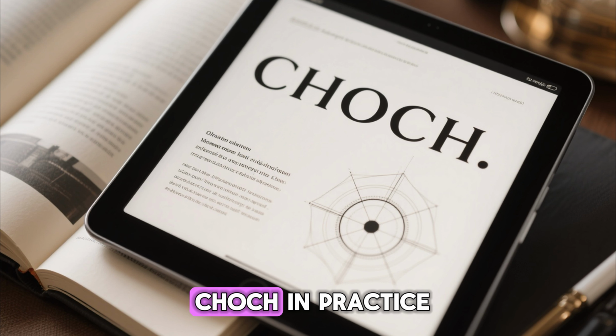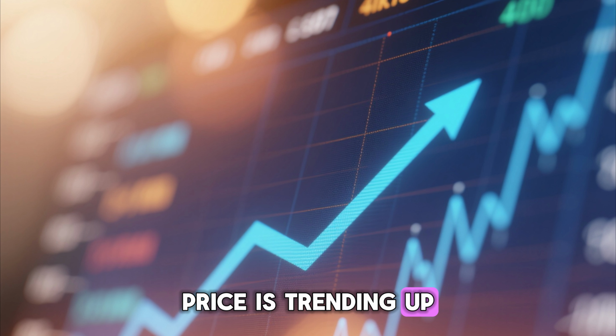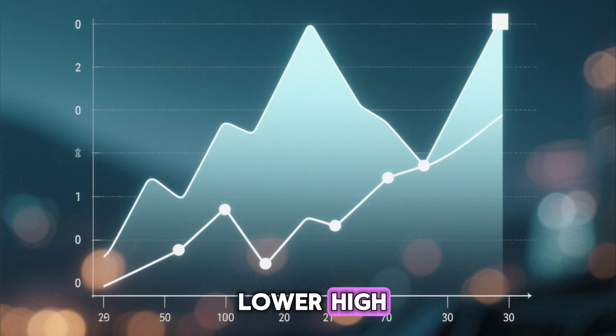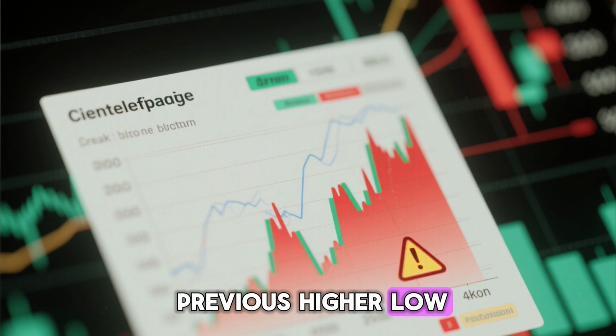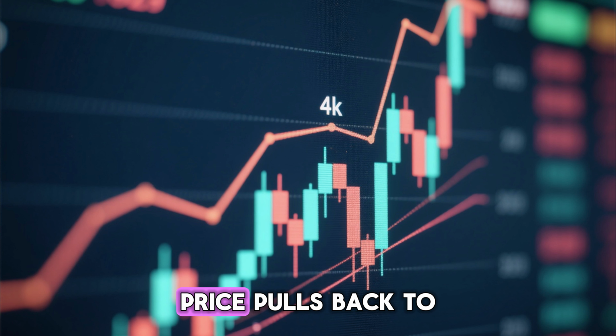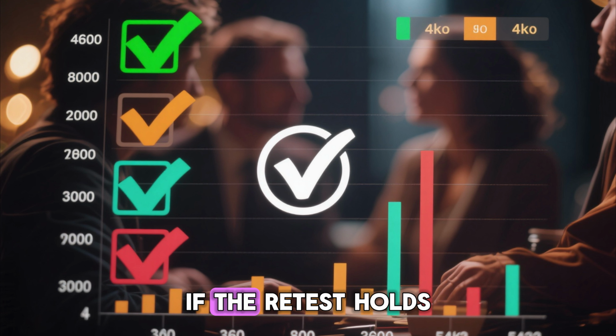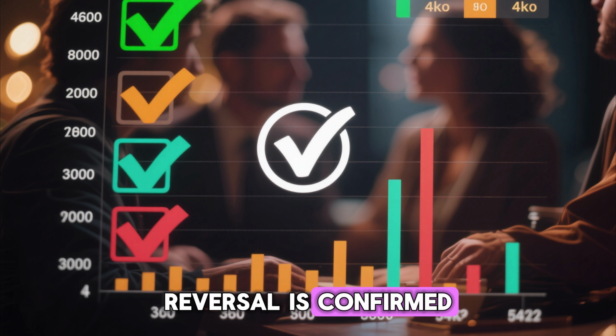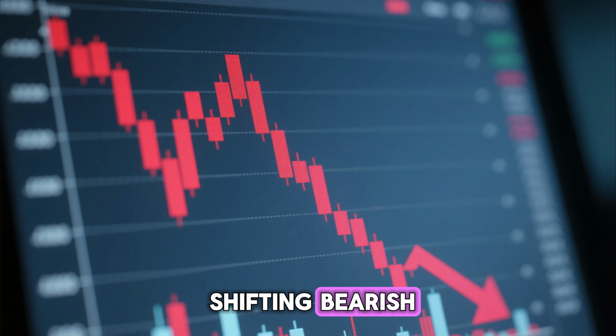Now let's break down CHOCH in practice. Price is trending up. Suddenly it forms a lower high, then breaks below the previous higher low. That's CHOCH. The trend may be reversing. Traders wait for confirmation. Price pulls back to retest structure. If the retest holds, reversal is confirmed. Now the market is shifting bearish.